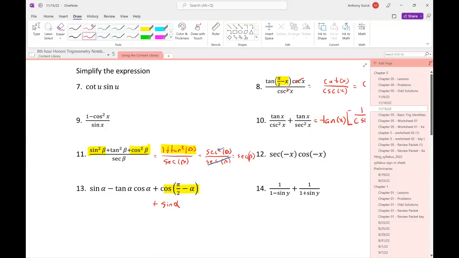Okay. And then the next thing, you could add these two together, sure. You good with that? But we still have this tangent alpha times cosine alpha. Well, tangent alpha is sine over cosine. So I have 2 sine minus 1 sine, which is just 1 sine. And we're done. Whoa!